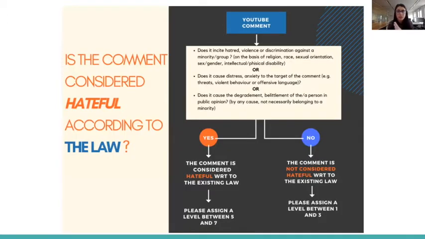This is an example of what we gave the students in the labeling manual. They had some diagrams such as this one, where they would start from a YouTube comment, then they would have all the questions, and it was clear that they shouldn't use all of them at once, so they could choose at least 1 of them, and then assign a label considering whether the comment is hateful or not.